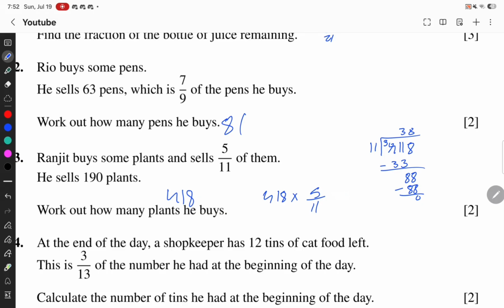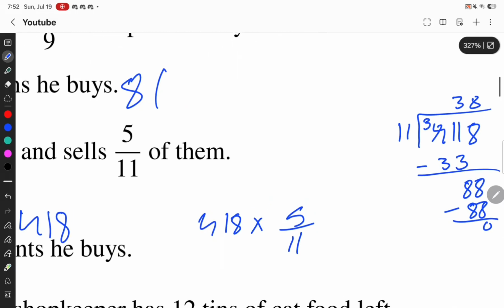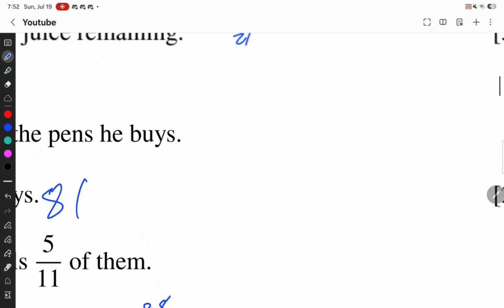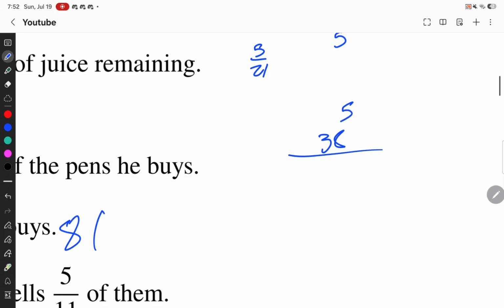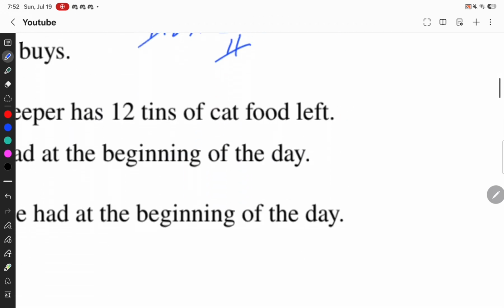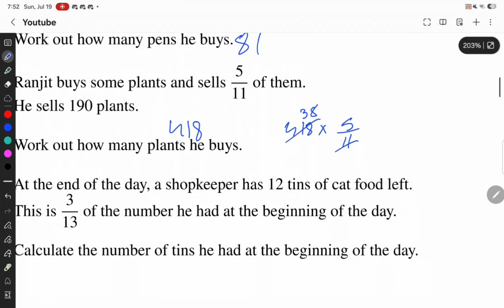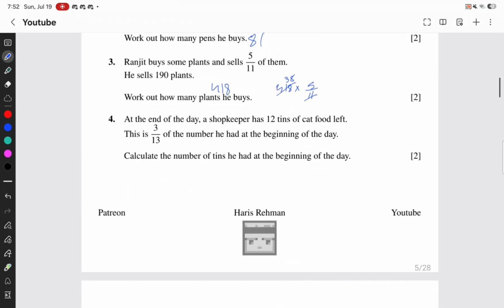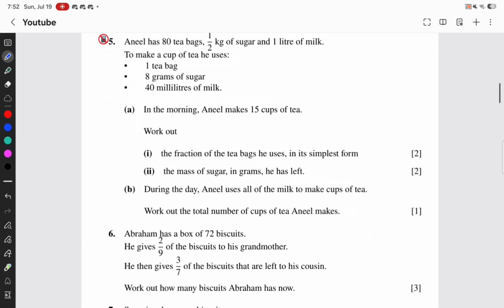38 times 5, we get 15, and this is 40, we get 190. Nice. You guys know how to add and subtract, right? I guess this is enough. You guys can now do the rest now that you know what the question means.